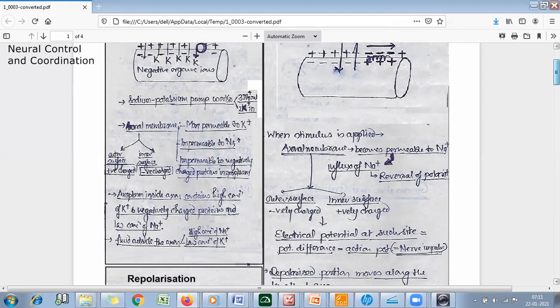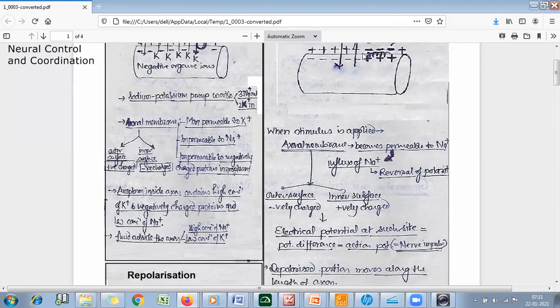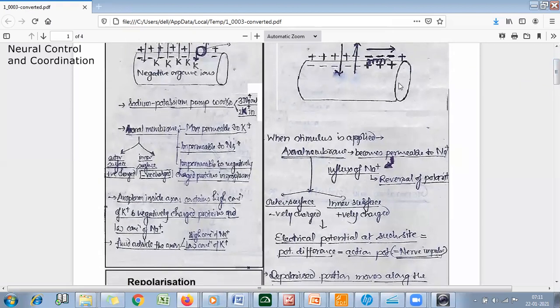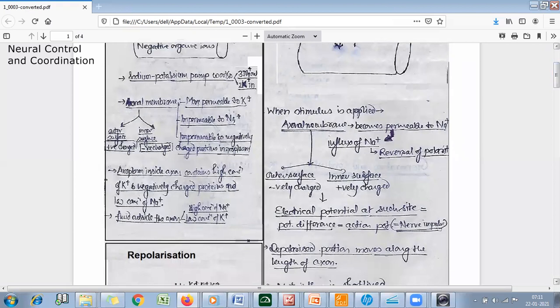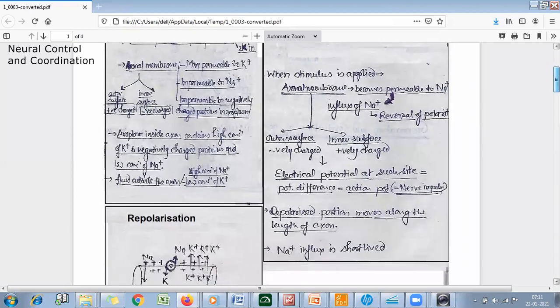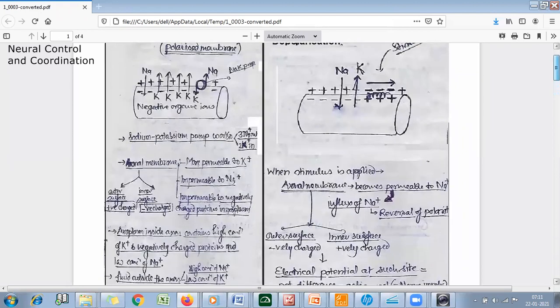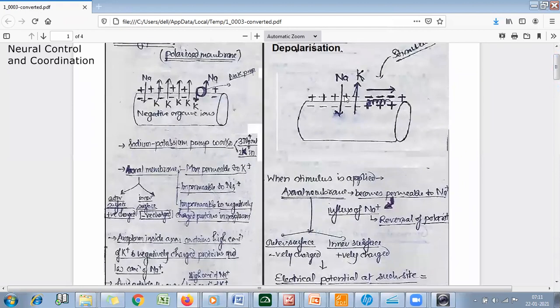And this particular site in the axon moves forward. This polarized spot will move forward along the length of the axon, and the sodium influx is short-lived. So this is a short-lived situation.